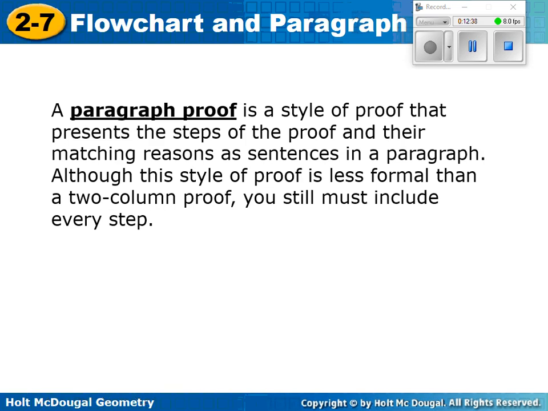Okay, paragraph proof. So on your vocab test, you're going to have 3 different proofs. One of them is going to be your 2-column, which is the type of proof that puts statements on the left, reasons on the right. Then you'll have a flow chart, which uses boxes and arrows to connect your statements and reasons. And then you have the paragraph, which is a type of proof that presents the steps of the proof and their matching reasons as sentences in a paragraph.